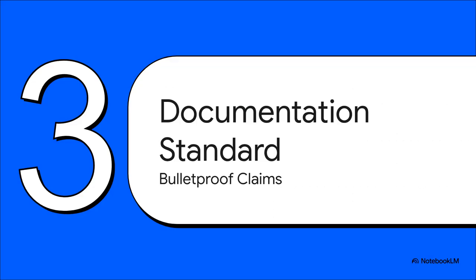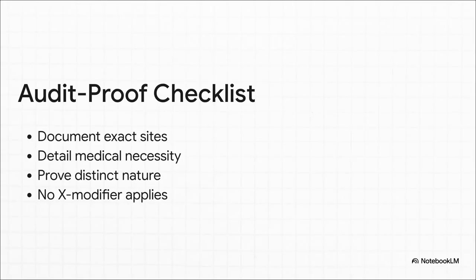Up next, the documentation gold standard. Actually getting the code right is only half the battle here. Grab a pen, because this is your quick, actionable, audit-proof checklist. To create the exact medical record trail required to withstand a RAC audit or post-payment review, your documentation absolutely must do 4 things. 1. Document the exact anatomic sites. 2. Detail the specific medical necessity for both procedures independently. 3. Clearly prove the distinct nature of the services, like explicitly noting the separate incision or separate lesion right there in the operative report. And 4. Ensure absolutely no other X modifier applies before defaulting to 59.